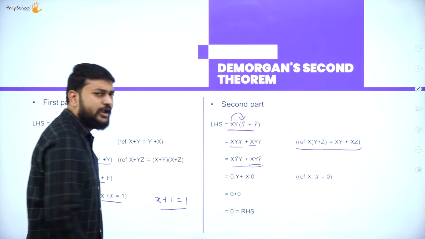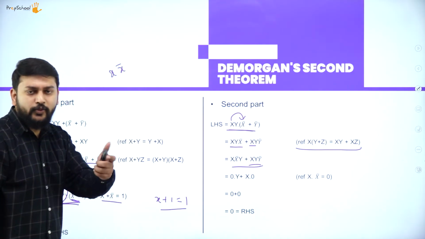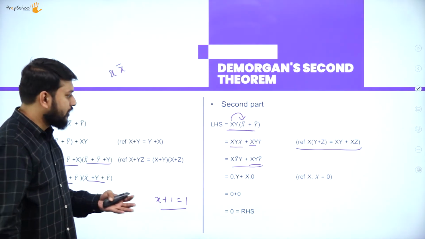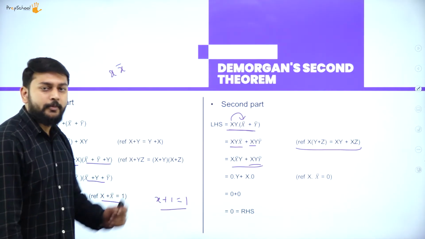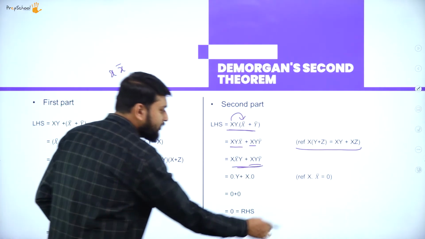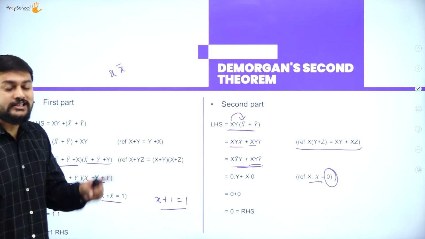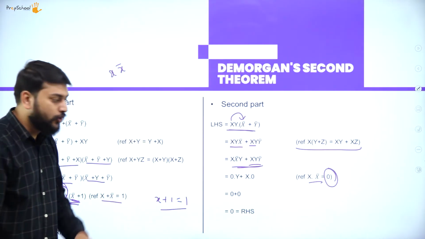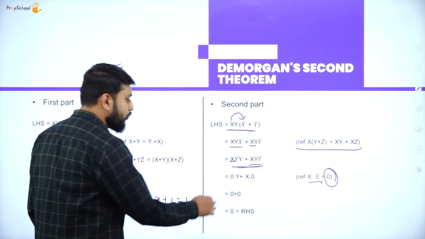The only intention is, if I get x into x' together, it'll be very simple for me to simplify. So that's why I'm rearranging it. That's what you need to remember here. So fine, you understood that. You all know that x into x' is 0. With the reference of x into x' is 0, let me solve this. So x into x' is 0, 0 into anything.